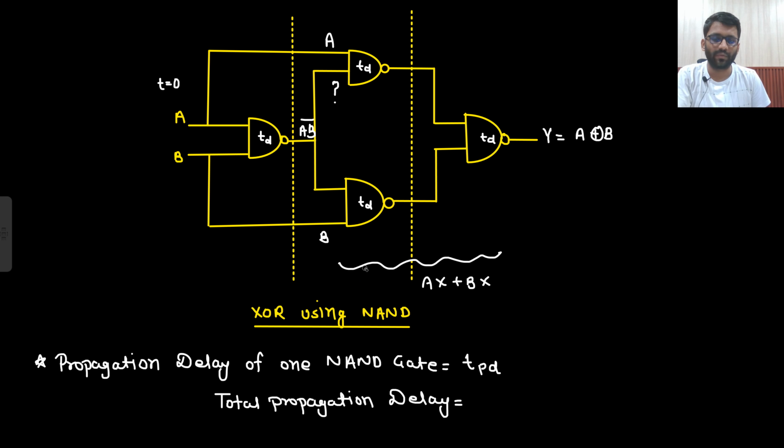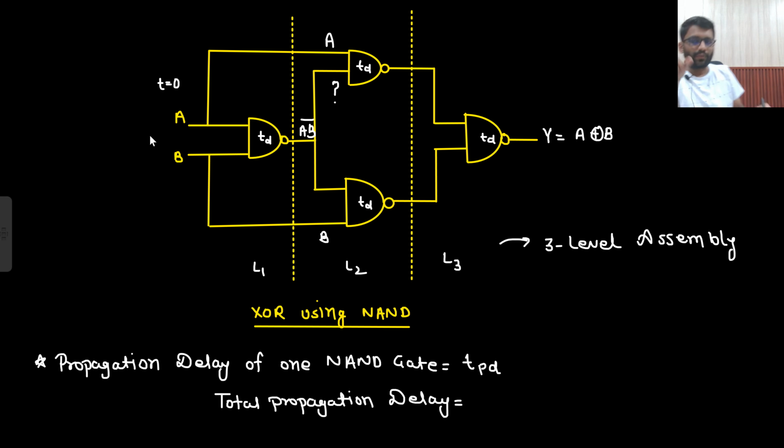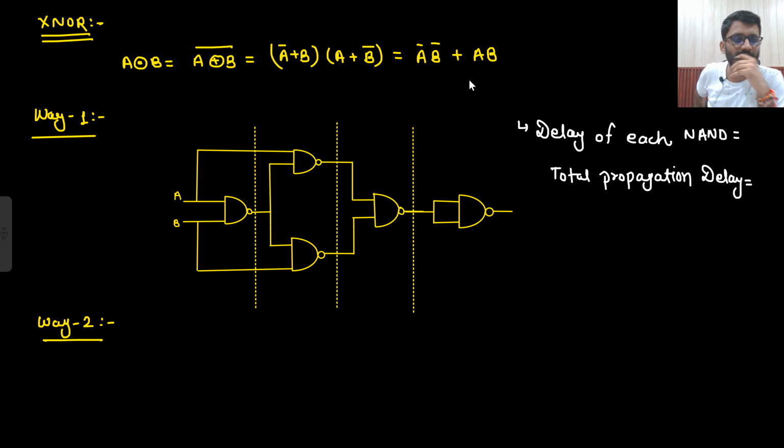This also I can remove. Level 1, level 2, level 3. So this is known as 3-level assembly. If I introduce something at t equals 0, then I am getting the output after 3 TD delay. So if the propagation delay of one NAND gate is TD, then the total propagation delay would be 3 TPD. Well and good. Now we will make the XNOR gate.